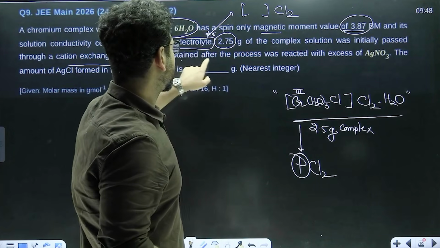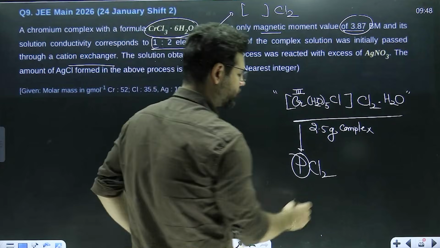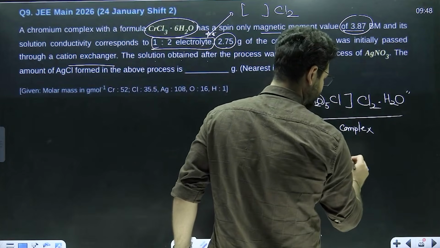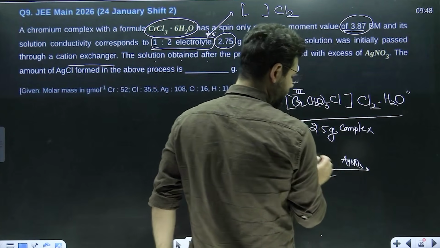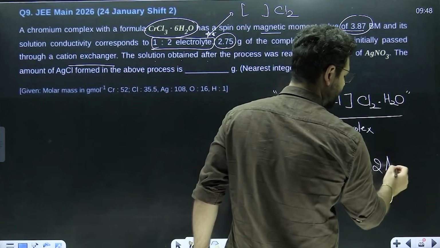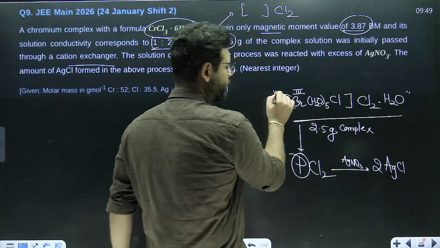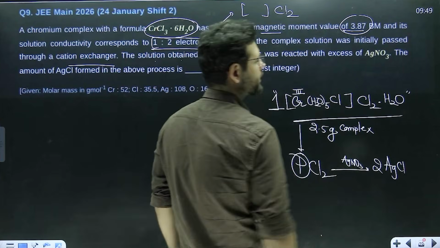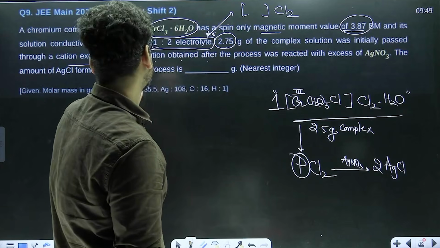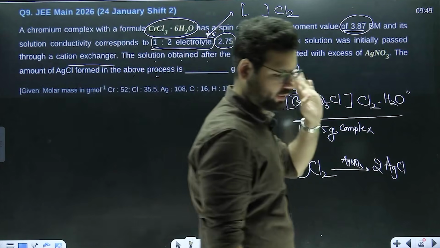The solution obtained after the process was reacted with excess of AgNO3, which will precipitate out all the chlorides. So 2 moles of AgCl will precipitate out. So 1 mole of this gives 2 moles of AgCl. They are asking what is the mass of AgCl formed in this process.